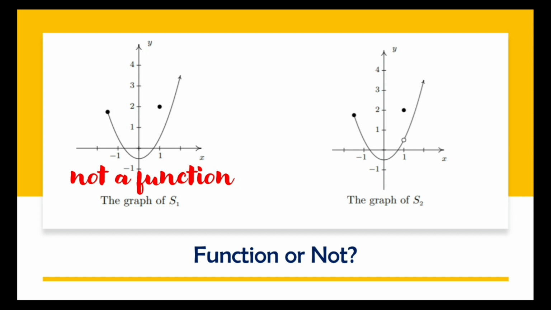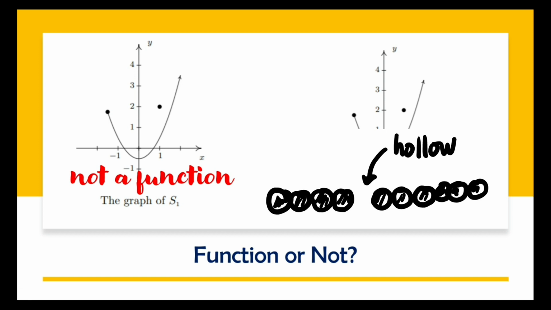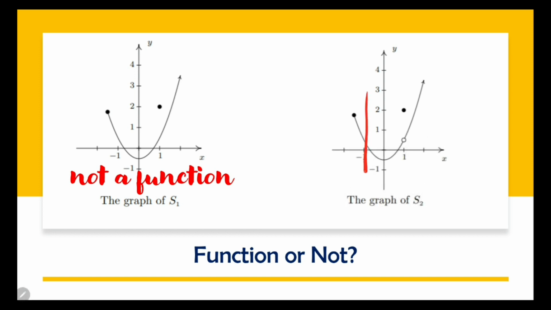Next, before we draw a vertical line in S sub 2, note that a hollow circle means that a point is not included in the graph, meaning there is a missing point there. So if we try to zoom in, it will look like this. Now, let's draw a vertical line. So the points of intersection are these. Therefore, the graph of S sub 2 is a function.